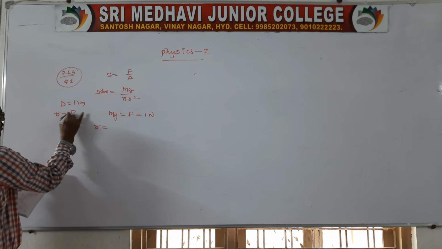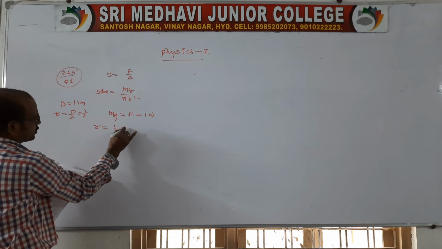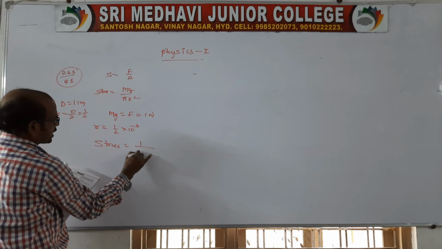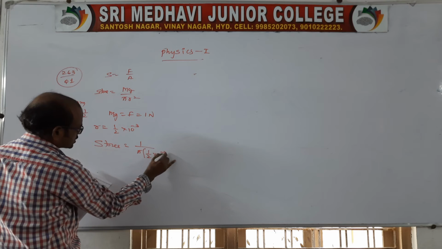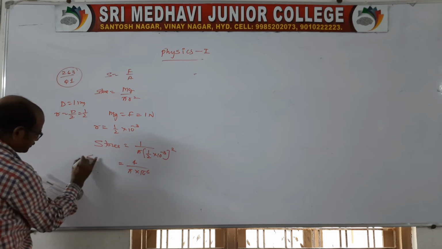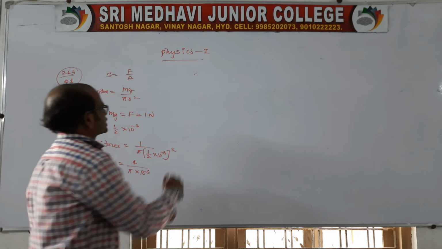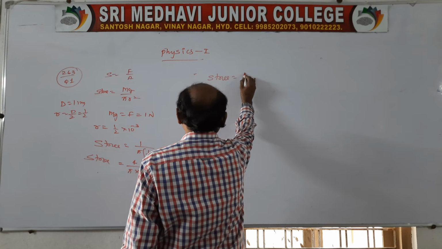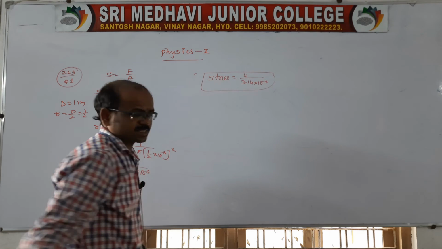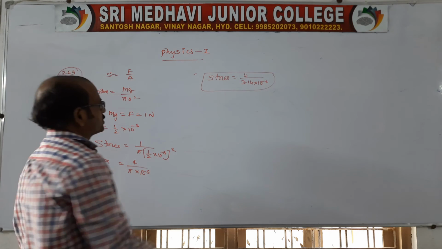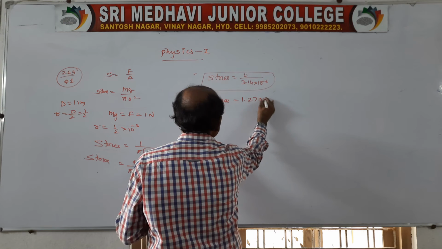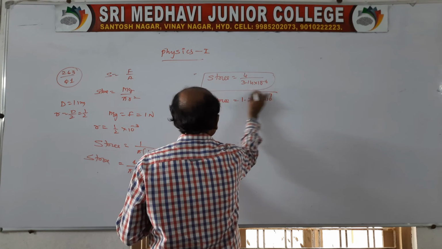So radius is equal to d by 2, that is 1 by 2 into 10 power minus 3. So stress will be 1 by pi into (1 by 2 into 10 power minus 3) whole square. That is 4 by pi into 10 power minus 6. If you want to simplify, stress is equal to 4 by 3.14 into 10 power minus 6. Going through the complete calculation, we get stress approximately equal to 1.273 into 10 power 7 Newton per meter square.